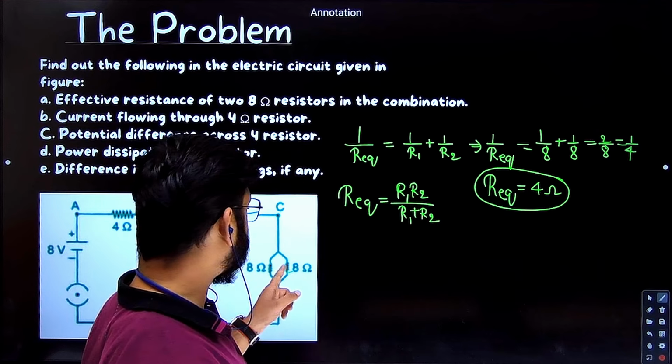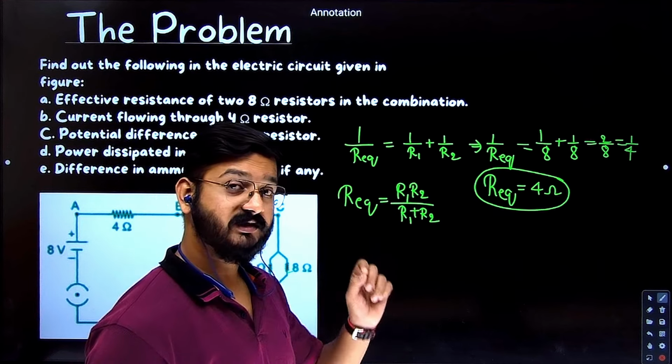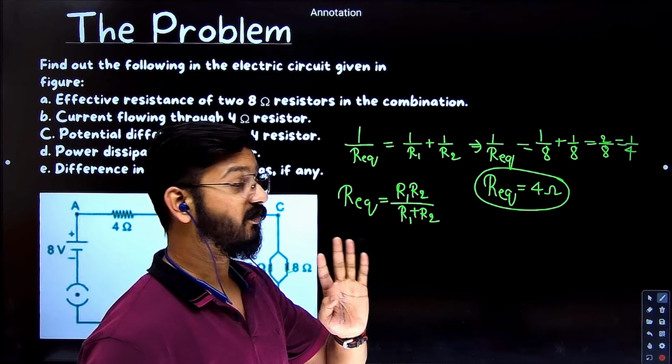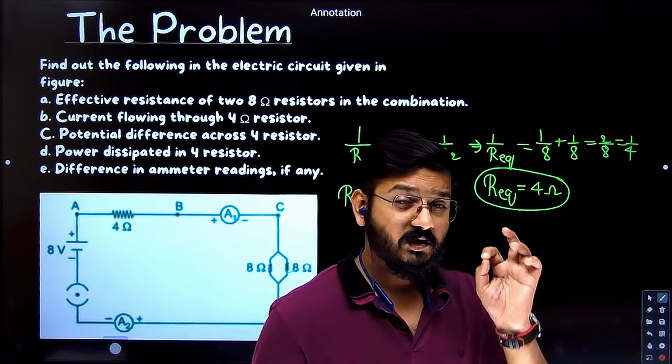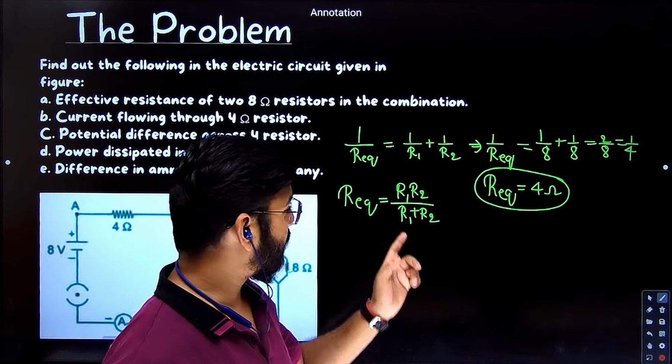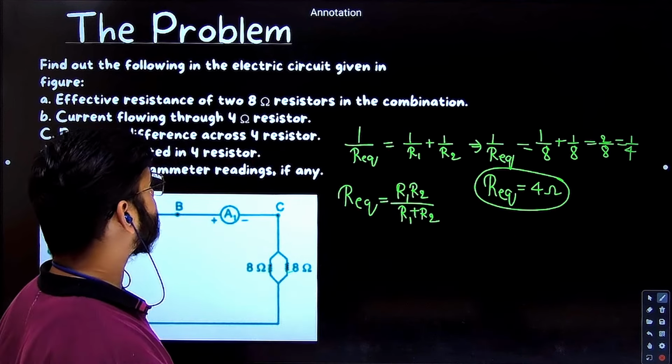So here it is what? 8 into 8, 64. 64 divided by 8 plus 8, 16. What is 64 by 16? 4. And that's what you got by this method. So whenever you have two resistors connected in parallel, you can directly use this. This is not applicable for three resistors. Okay. So first part is done.